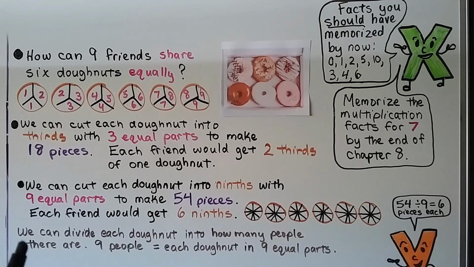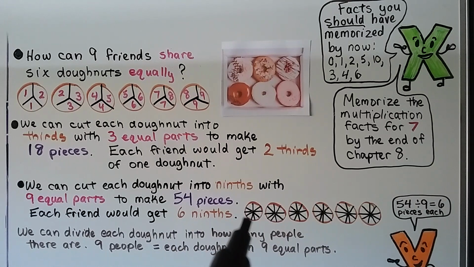We can also divide each donut into how many people there are. There's 9 people. That's going to equal the donuts in 9 equal parts. So 1 donut can be cut into 9 equal parts. That will be ninths. Each donut is cut into 9 parts. We have 6 donuts, and 6 times 9 is 54 pieces of donut. And each friend would get 6/9.